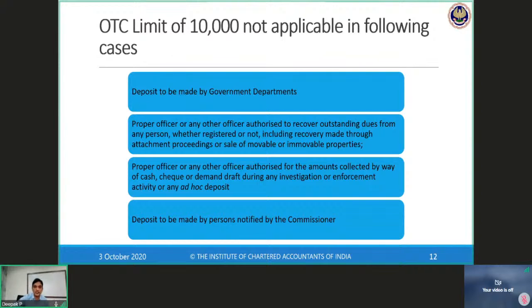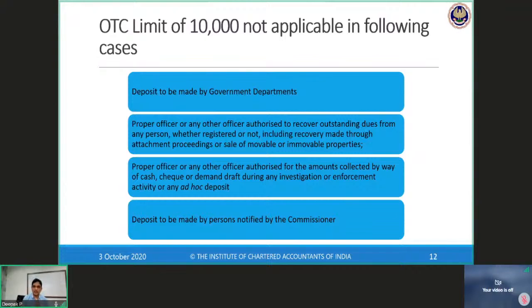There is no restriction in these two cases as well. So if a proper officer does any recovery proceeding or any investigations, then also they can make the payment over the counter without the limit of 10,000. It can go beyond 10,000. And the fourth instance, deposit can be made by a person who is notified by the commissioner.